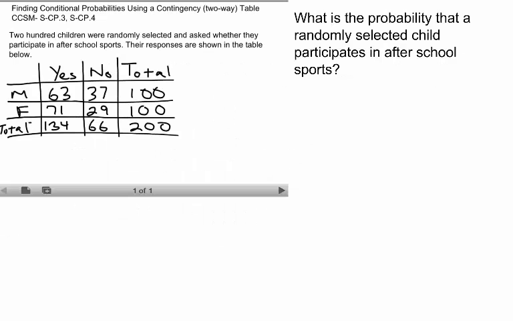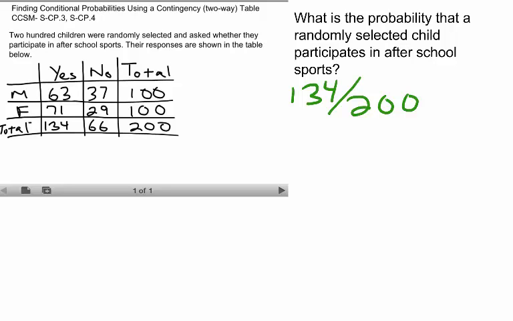What is the probability that a randomly selected child participates in after-school sports? Note that this is not a conditional probability, since we're not restricting to any particular category. Here, we simply take the total number of children who participate in after-school sports, 134, divided by 200, the total number of children in the sample.